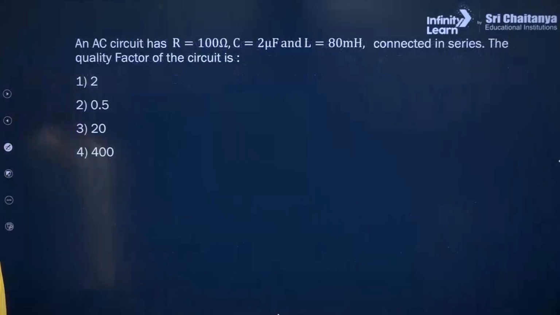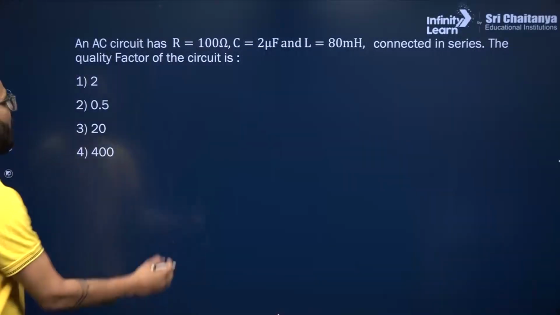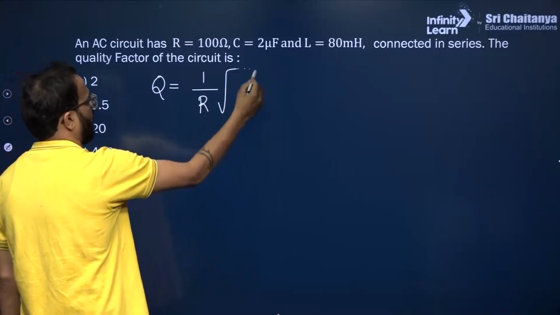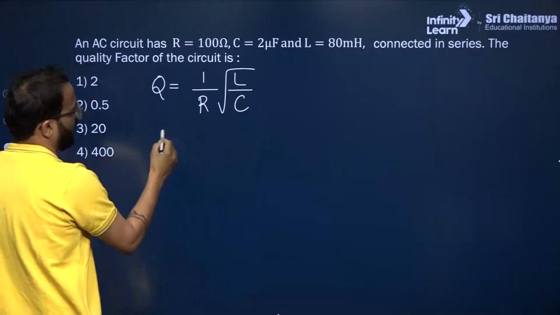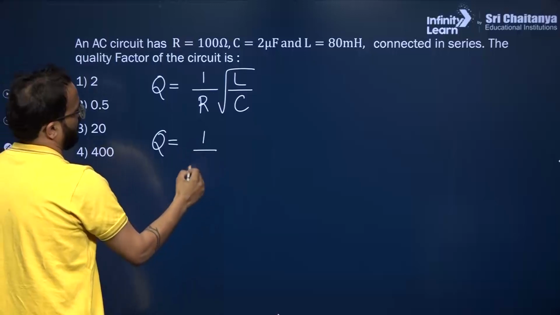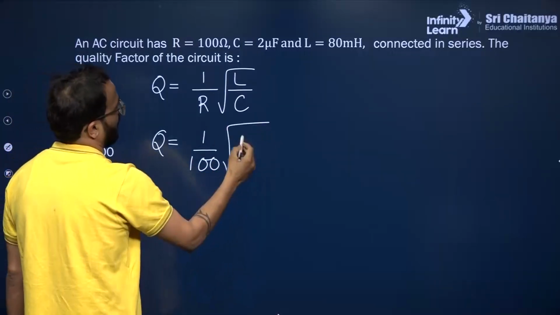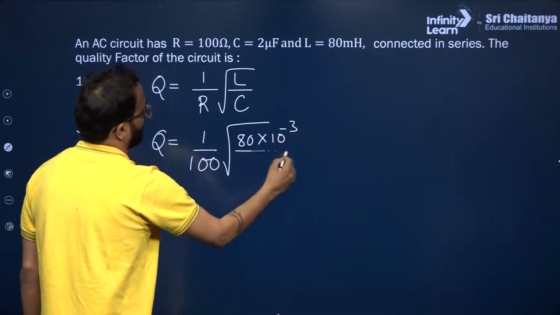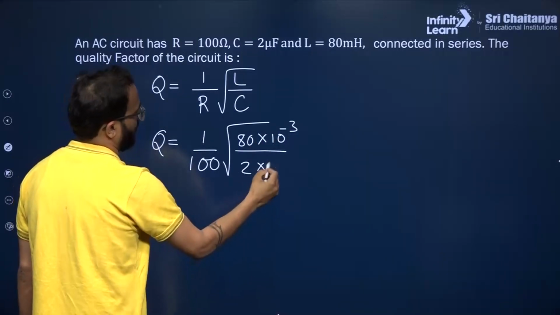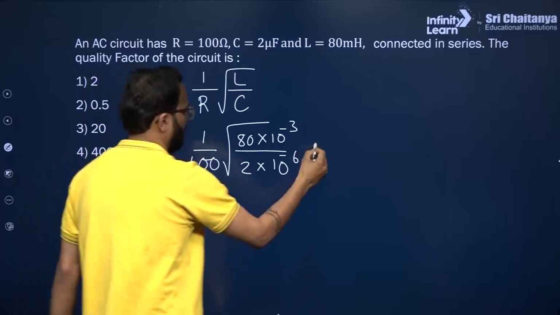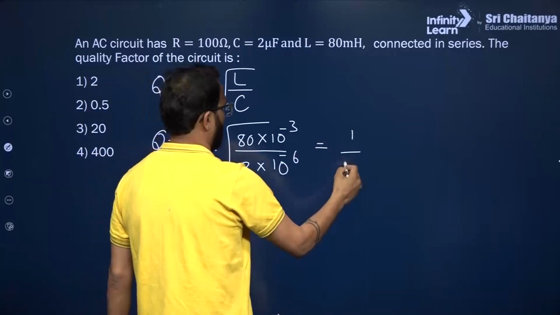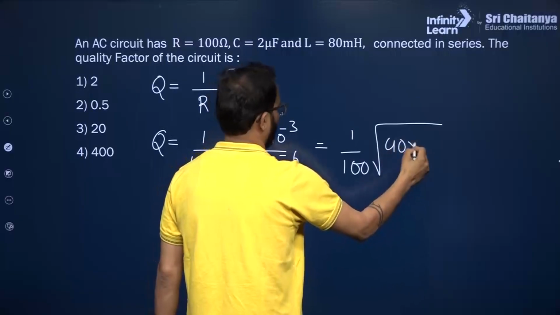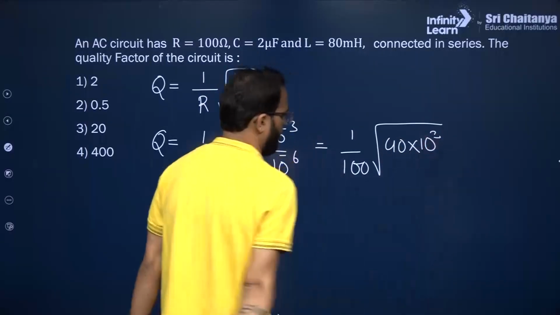Clear? AC circuit is connected. Quality factor, what is the formula for quality factor? 1 by R root over L by C. So kindly remember this: 1 by 100 into L, which is 80 into 10 to the power minus 3, upon 2 into 10 to the power minus 6. So it is 1 by 100 into 40 into 10 to the power 3, right?